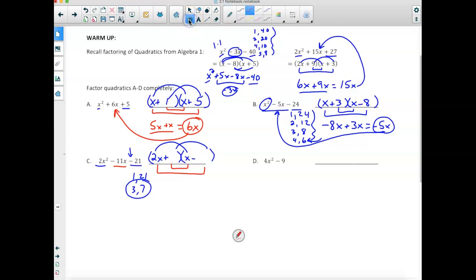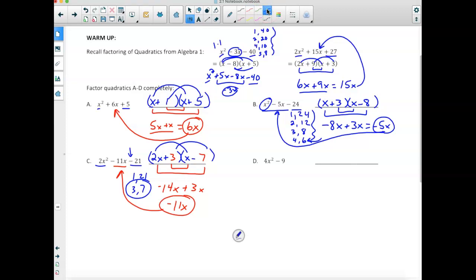But as I'm moving across, if I put my 3 here and my 7 here, now what happens is I get negative 14x plus 3x. When I put them together, what do I get? I get negative 11x, winner, winner, chicken dinner, okay? And I just cruise along like that.